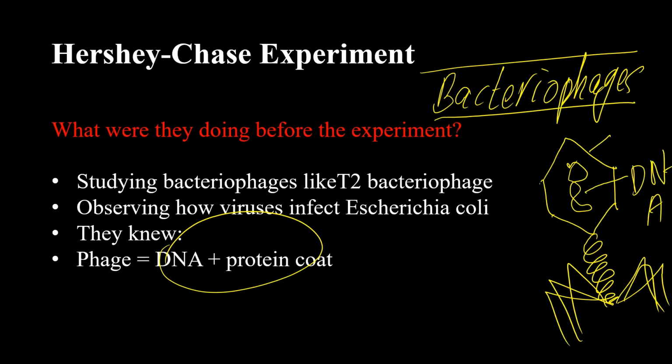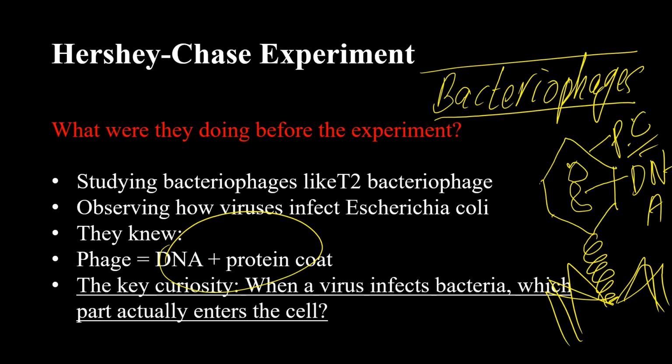DNA and protein coat. Because the previous discussion among the scientists was that either DNA is carrying the hereditary information, or protein, or RNA, they thought that if in some way we can label DNA or protein or both, and can track the way they enter the cell during the infection, we can actually determine whether DNA or protein enters the bacterial cell, because whatever enters the cell will be the carrier of genetic information. So they were curious about which part actually enters the cell when a virus infects bacteria, and that part should be the carrier of genetic information.